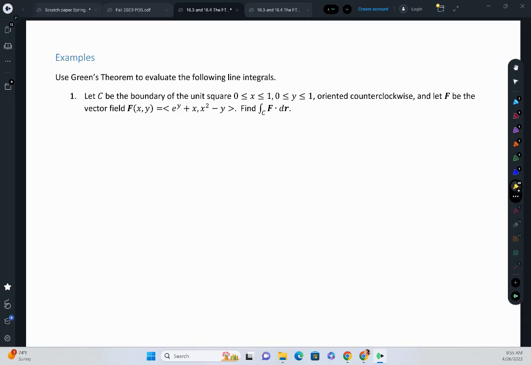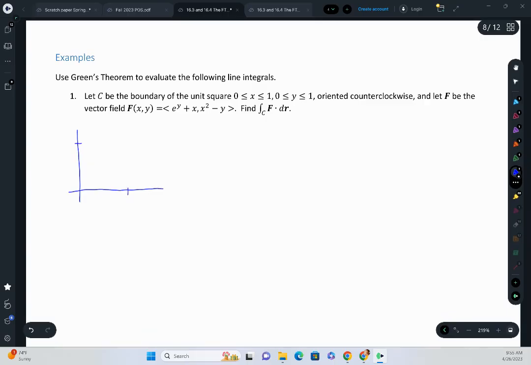In this particular one, we're going to use Green's theorem to evaluate the following line integrals. And in this one, we have that C is the boundary of a unit square, where x goes from 0 to 1 and y goes from 0 to 1. So before I go any further, I'm going to draw that. All right, so I've got my XY axis. X is taking on values from 0 to 1. Y is taking on values from 0 to 1. And they have to do that in such a way that we've got a box formed.